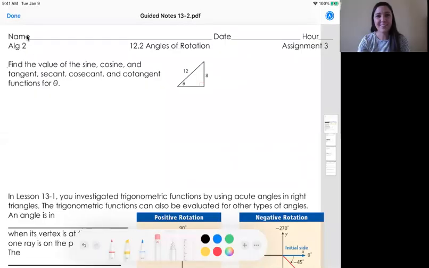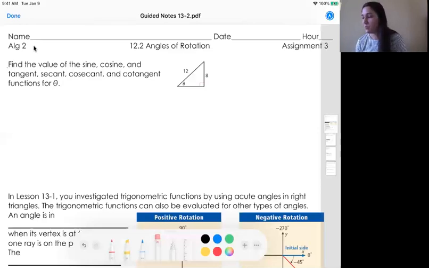Hello, students. Today we are going to be learning about angles of rotation. All right, so the first thing we're going to start with is we're going to review those 6 different trig functions: sine, cosine, tangent, secant, cosecant, and cotangent for theta. So remember, theta, that's just that Greek letter that we use for our variable for any angle measurement that is unknown. So just like we often use x, when we're talking about angles, we're going to use theta, which you guys all learned about in geometry.